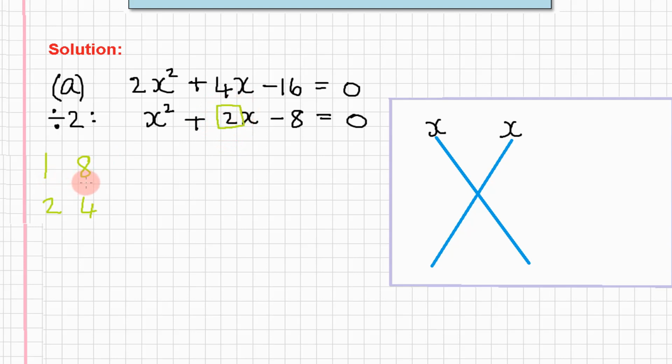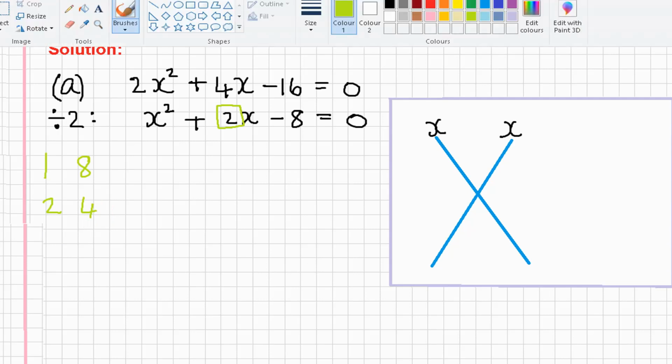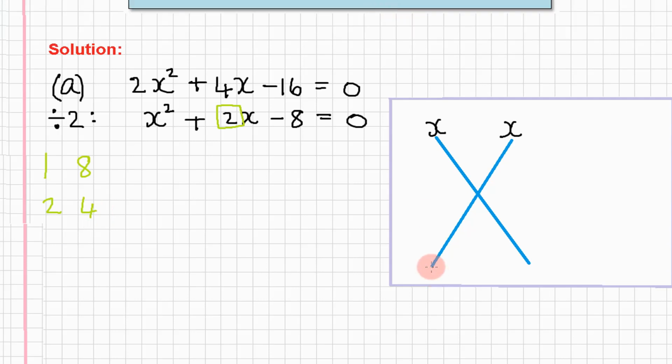Now, the sum of 1 and 8 is 9, which isn't 2, and the difference between 1 and 8 is 7, which is also not 2. The sum of 2 and 4 is 6, which isn't 2, but the difference between 2 and 4 is 2. So we're going to use 2 and 4 as factors of 8. So 2 and 4.